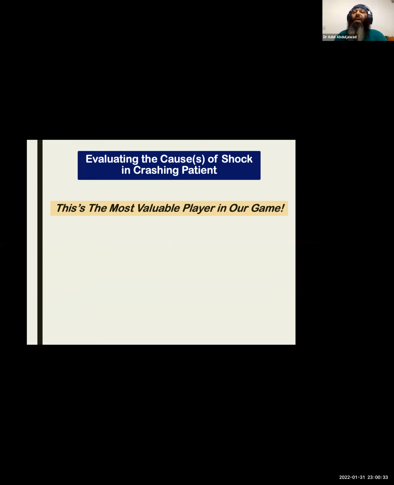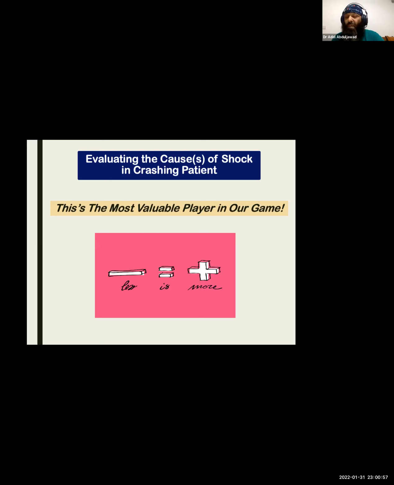So to evaluate the underlying cause of shock in a crashing patient, as I told you, this is the most valuable player in your game, because if you identify the source, either single or combined, of course your management will be directed correctly. If you miss, for example, this is obstructive shock and you are directed to sepsis or something different, if you miss hypovolemic and you are directed to obstructive, you will lose the game. And remember, less is more. What does it mean, less is more?